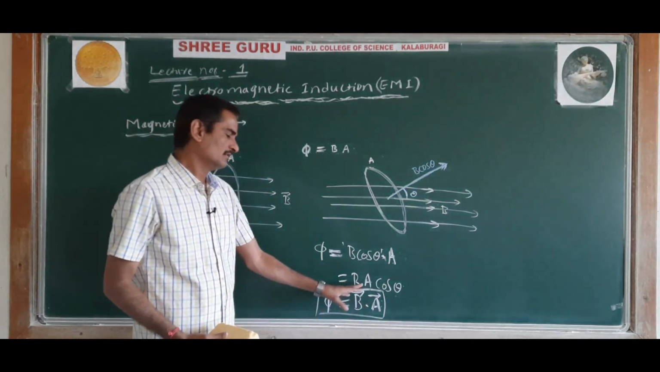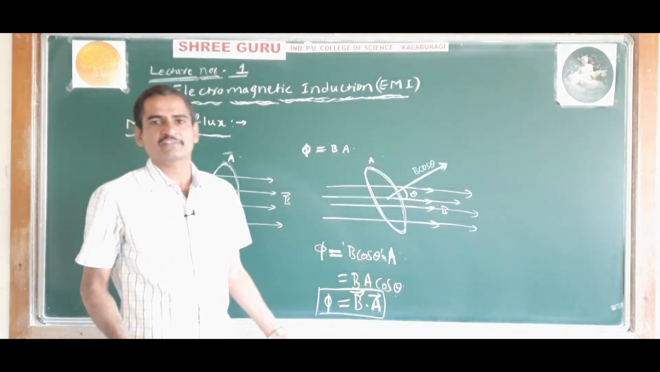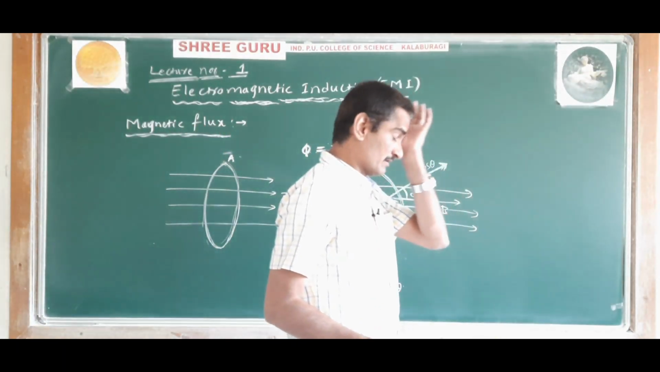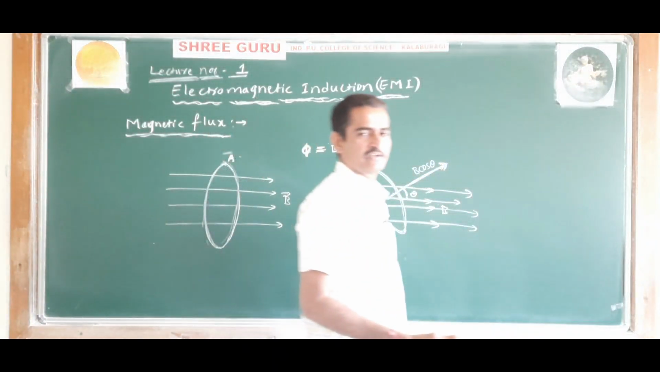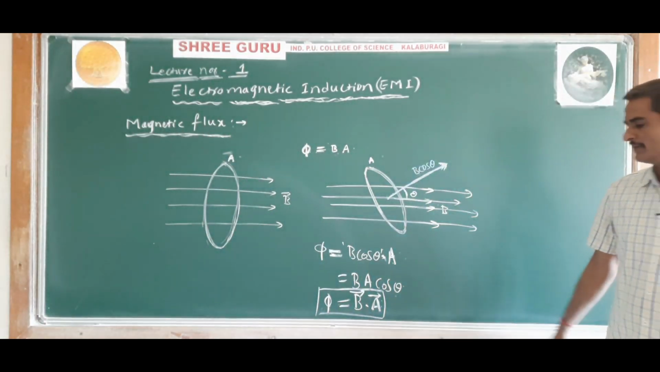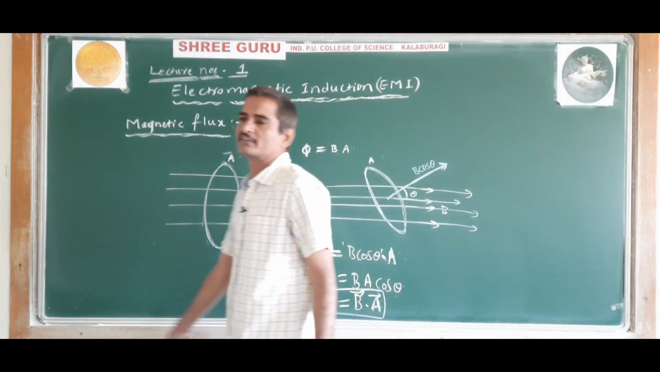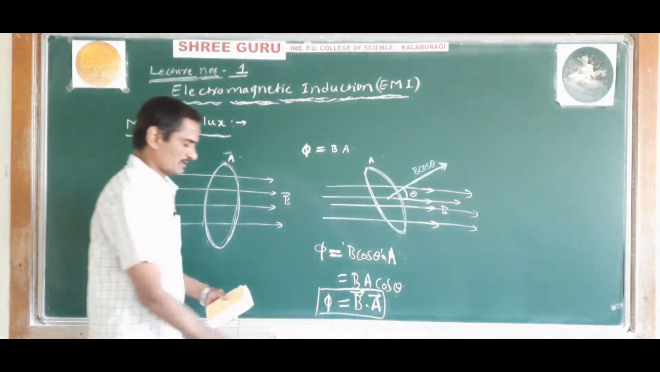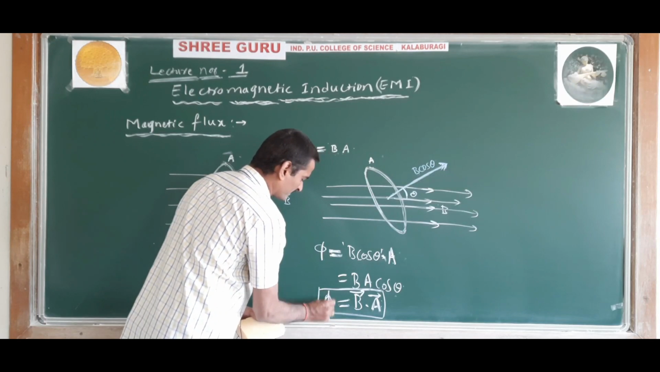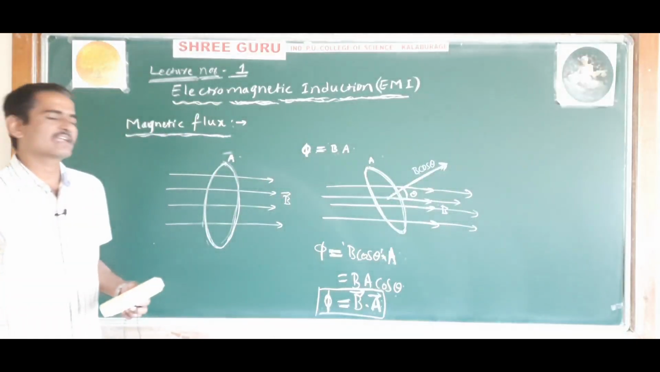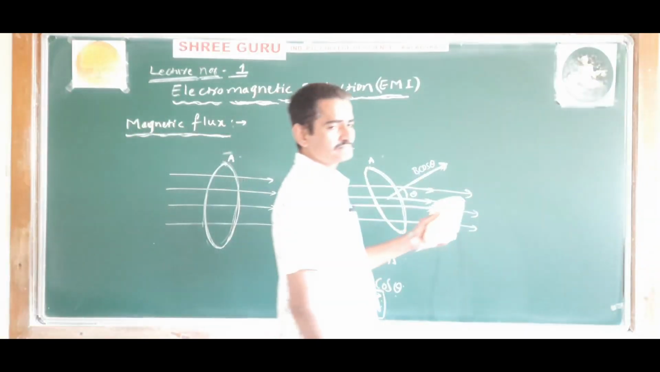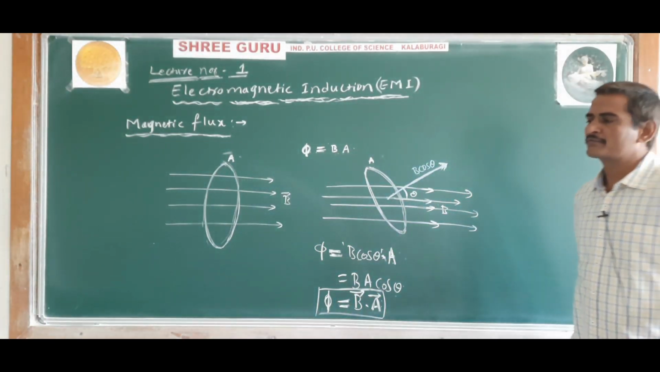So, A can also be called the area vector. Therefore, you can write phi equals vector B dot vector A, the dot product of magnetic field and area vector. Another definition: magnetic flux is defined as the dot product of magnetic field intensity and area vector. Understood? Okay, so this is magnetic flux.